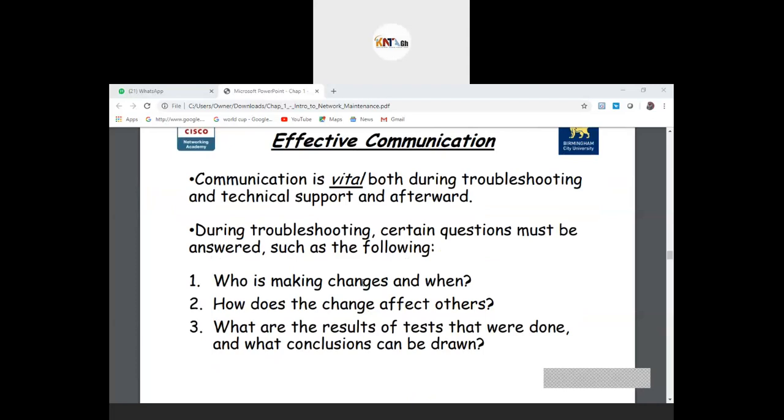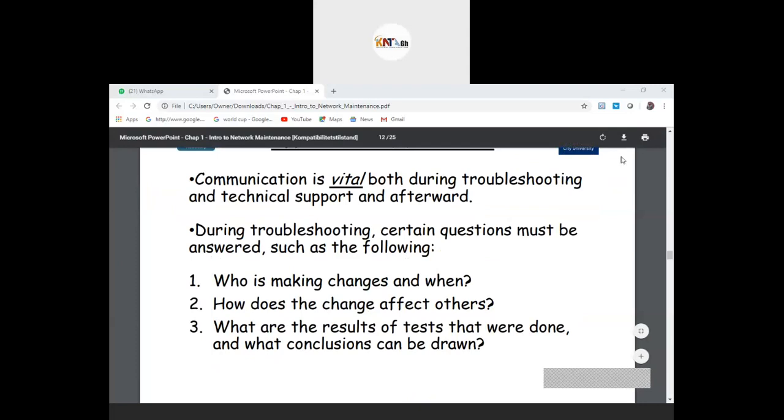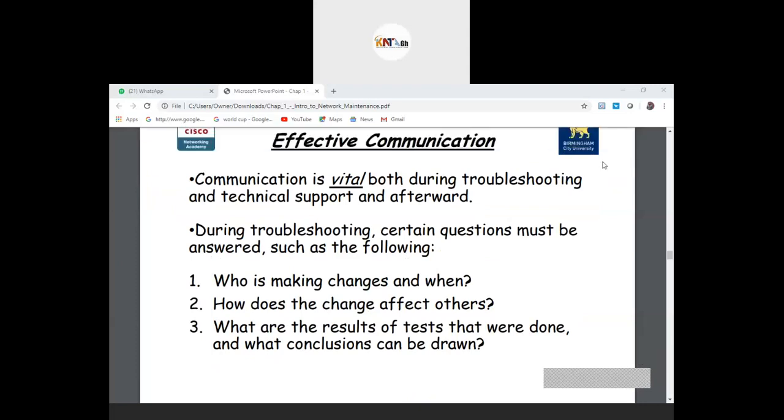And then in network maintenance, there must be effective communication. Now, communication is very vital both during troubleshooting and technical support and afterwards. Now, during troubleshooting, certain questions must be answered. What is making the changes and when? So when you are trying to bring out problems in your network, you must know what is making the changes. You must know how the changes affect others. And what are the results or the tests that are done, and what conclusions can be drawn.